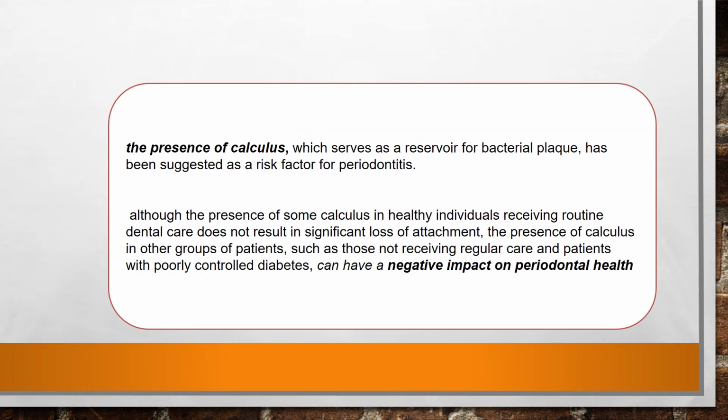As we said before, the presence of calculus, which acts as a reservoir of bacterial plaque, has been suggested as a risk factor for periodontitis. Although the presence of some calculus in healthy individuals receiving routine dental care doesn't result in significant loss of attachment, the presence of calculus in other groups of patients, those who are not receiving proper oral hygiene, along with other factors like poorly controlled diabetes that could affect the periodontium, can have a negative impact on periodontal health.